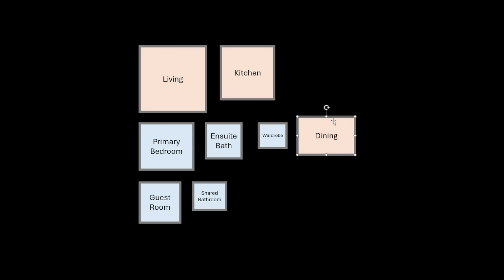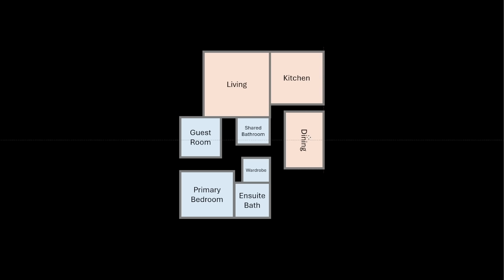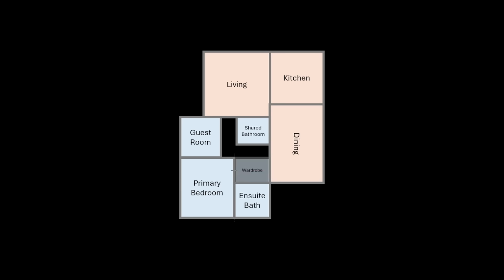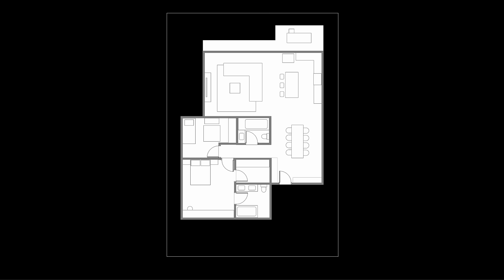Start with simple room blocks. Move them around to find a layout that works. Then turn those blocks into a house plan with walls and doors. Gradually build it into a complete floor plan with furniture. It's an easier way to turn your home ideas into a floor plan.